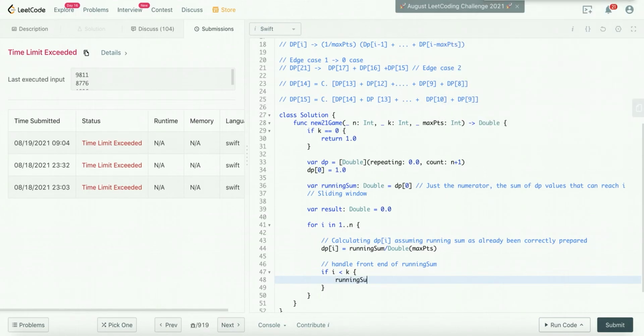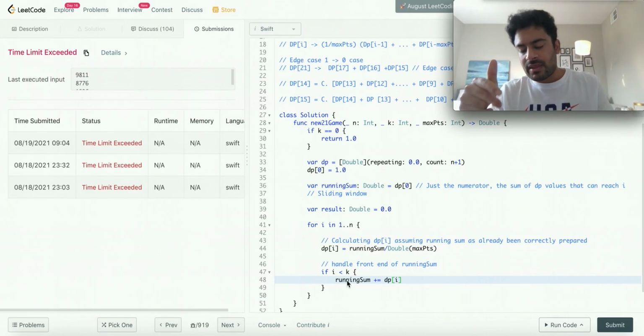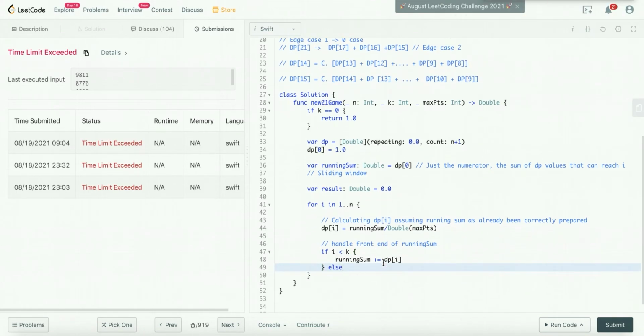Okay, so that's what we'll do. We'll add the current dp value to the running sum. Why are we adding the current dp value? Because we are actually preparing the running sum for the next dp value in the for loop, right? So say currently we are at dp of 14, at this iteration where I is 14. We'll add dp of 14 to the running sum so that dp of 15 can use it. Yeah, that's the idea, and this is at the front end of the running sum.